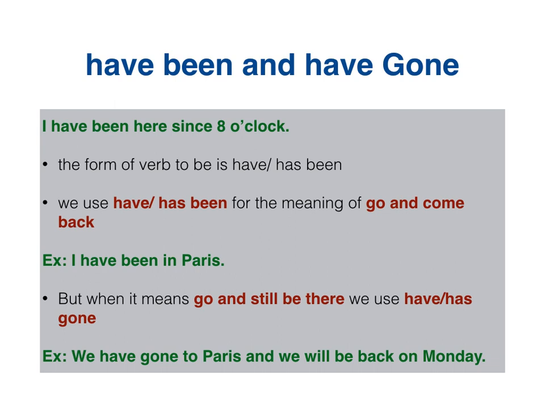But if we're still in Paris, we use have or has gone. For example, we have gone to Paris and we will be back on Monday. What does it mean? It means that we're still in Paris and we are going to go back. But if we go and come back, it's going to be have been. But if we go and didn't come back yet, aren't we still there? So we are going to use have or has gone.